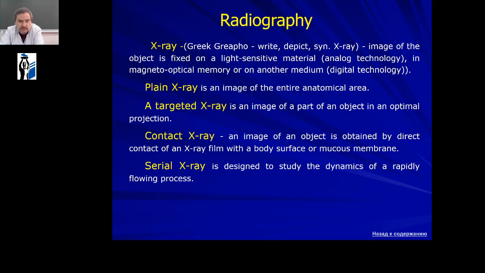Plain X-ray is an image of the entire anatomical area. A targeted X-ray is an image of a part of an object in an optimal projection. Contact X-ray is an image of an object obtained by direct contact of an X-ray film with a body surface or mucous membrane.